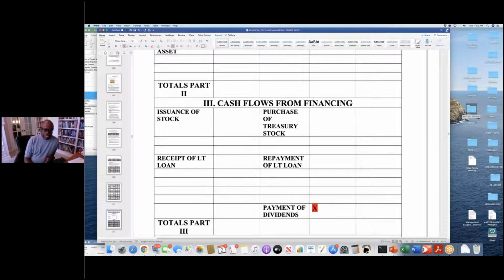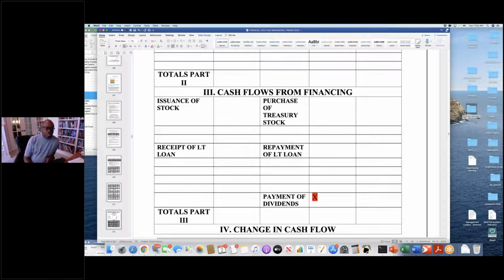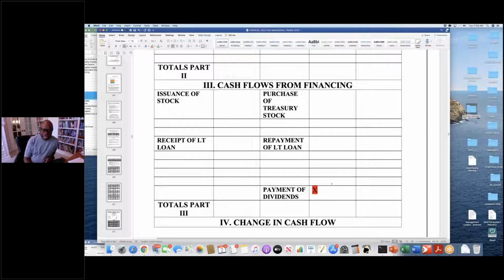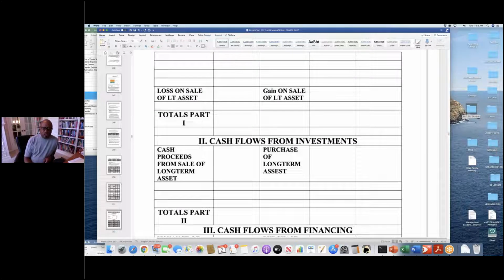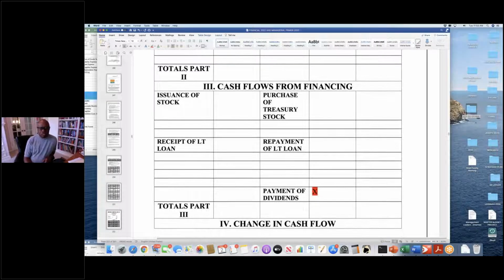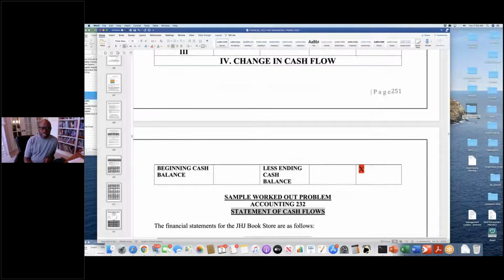Cash flow from financing. If you issue stock, it's a source. If you buy your stock back, it's a use, treasury stock. That's why I had that journal entry in there, so you'd be able to pull that out. If you receive a long-term loan, that's a source, but you have to repay it, and that's a use. Dividends, you're paying that to owners, that's a use. Then we add up the sources and uses in part one, part two, and part three, and the change from those has to equal the change in cash.